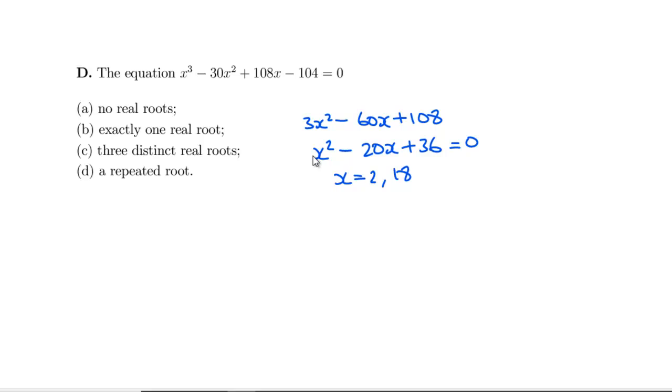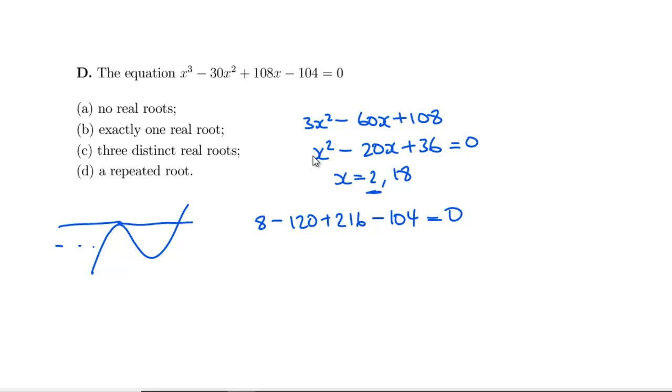So they're my turning points. I need to see whether these are going positive, negative. I've got something like that. I need to see where the x-axis is now. So when x is 2, I'm going to get 8 minus 120 plus 216 minus 104. So that's 224 and 224, so that equals 0. So I've got a repeated root here when x is 2. This is where the x-axis is. So that comes out as D.